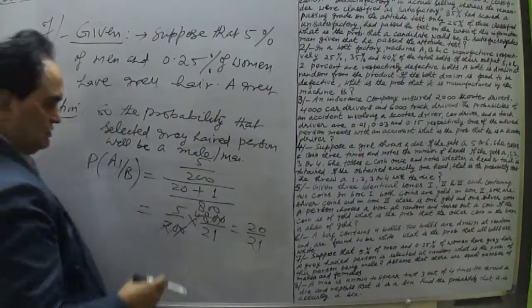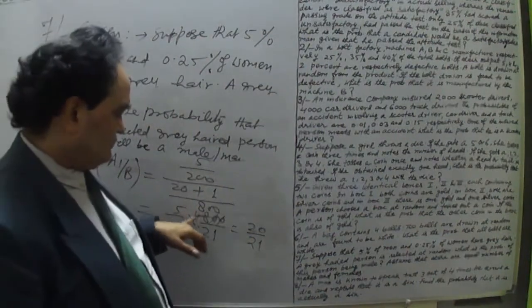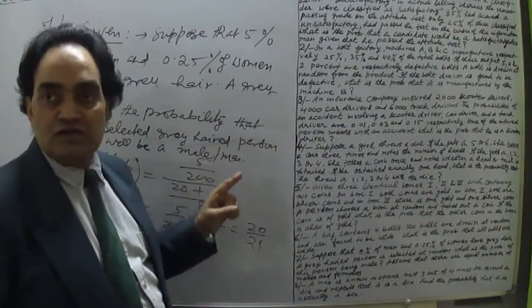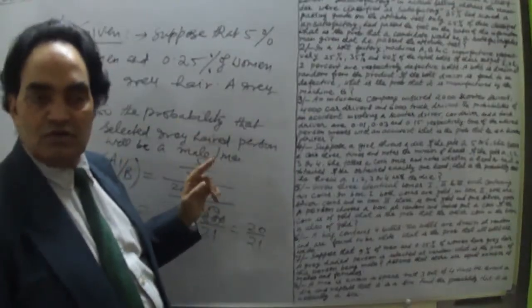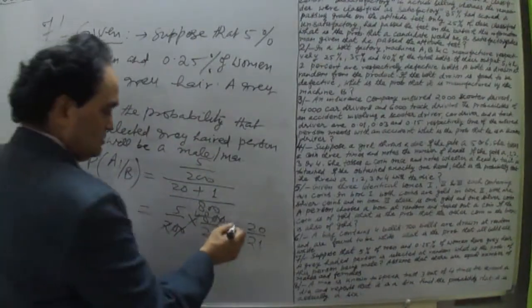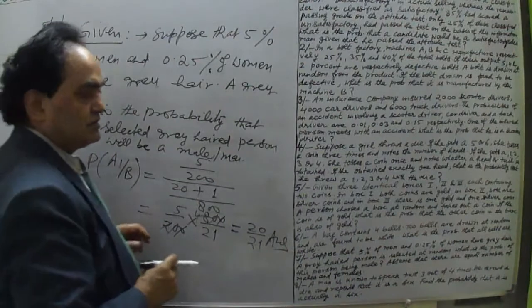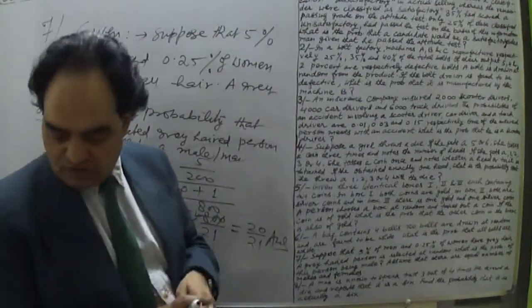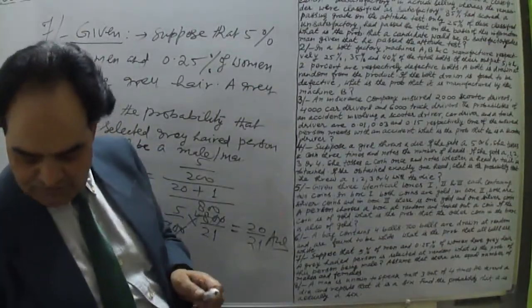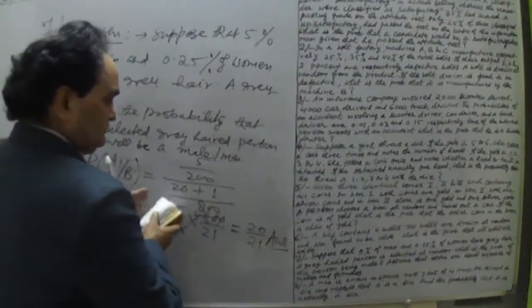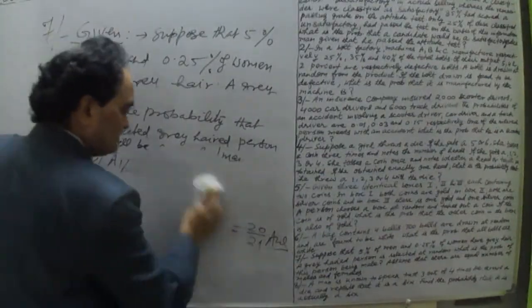5 times 4 is 20. So this is the probability of selecting a grey-haired male, or grey-haired man. That is the probability here, the final answer. Question number 7 we have finally completed.